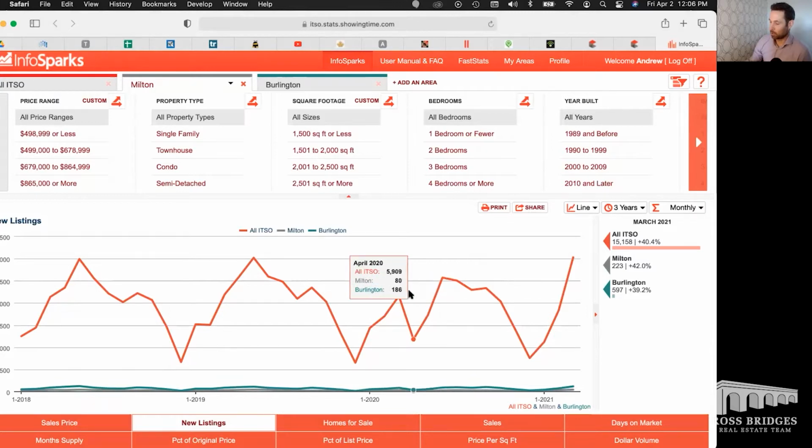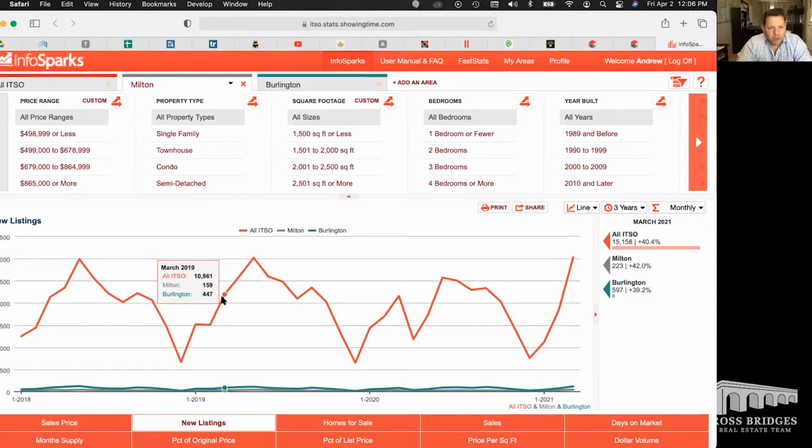where's my March? March had, wow, about 100 fewer listings this time last year. March again, going back to 2019, 100 fewer listings.